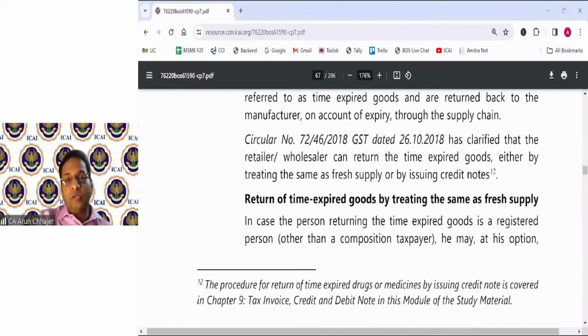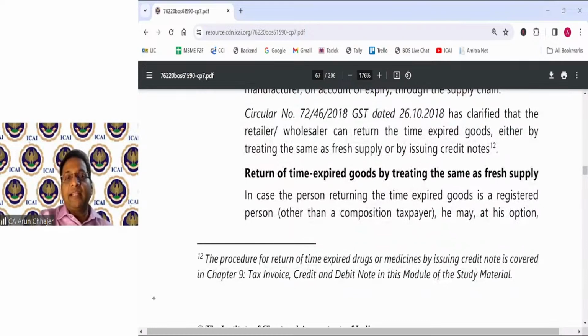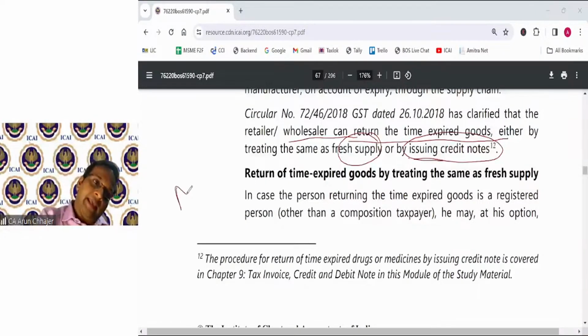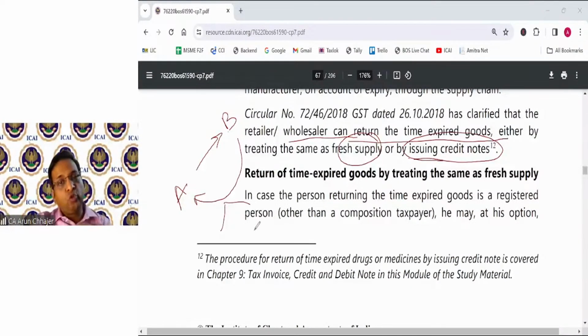Now, Circular 72 has clarified that a retailer or wholesaler can return the time expired goods either by treating it as a fresh supply or by issuing the credit note. What is the meaning? A is a manufacturing company, B is a distributor. So when he is returning the goods, there are two options. Point to be noted, there are two options available.